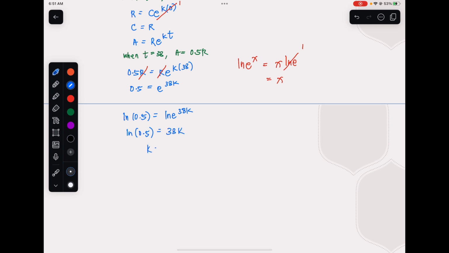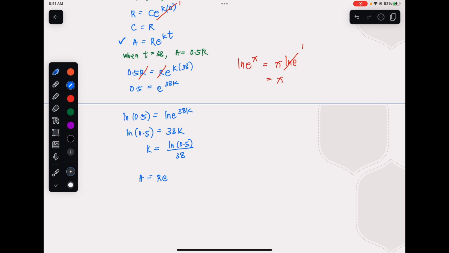To find K, we divide both sides by 38, giving us ln of 0.5 divided by 38, and that's our value for K. Now that we have our value for K, we substitute it into the equation that was created after substituting the value of C. So A will be equal to R e raised to KT.